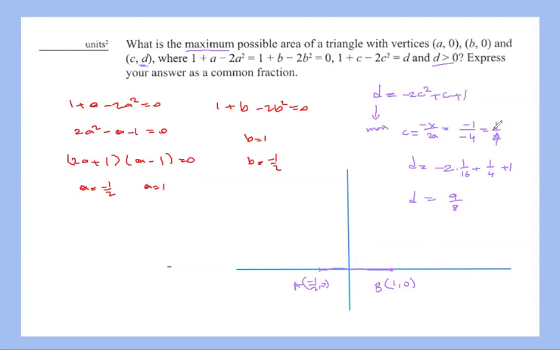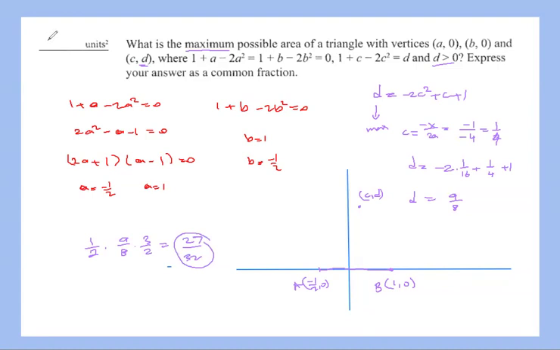So the c is 1/4, which is somewhere right here. So d will be 9/8. So that is going to be c comma d. The area of this triangle will be maximum if d is 9/8, which is achievable. So then the area would be 1/2 times the height, which is 9/8, times the base, which is going to be 3/2 units. If you multiply, you will get 27 over 8 times 4, which is 32.